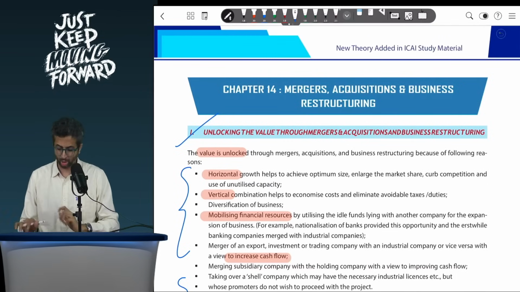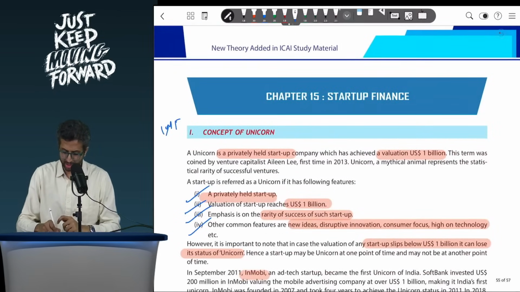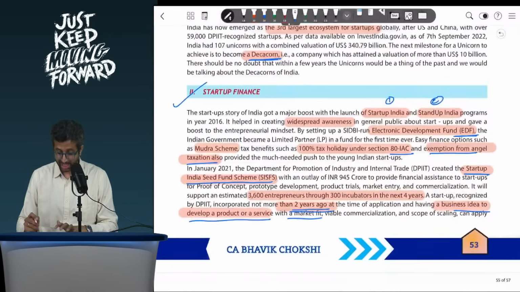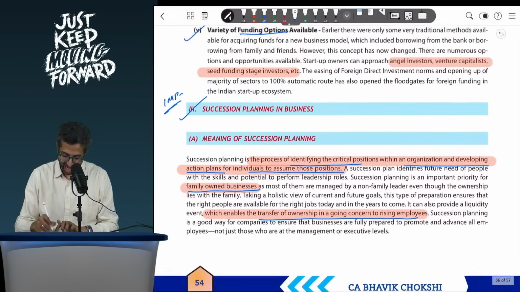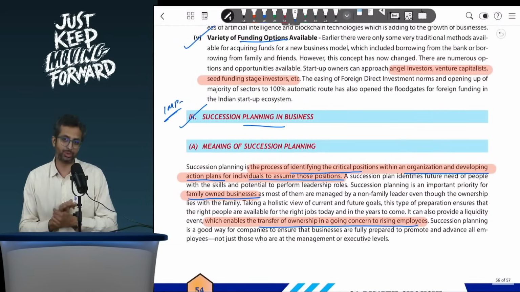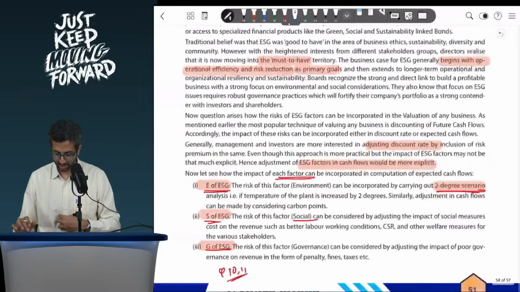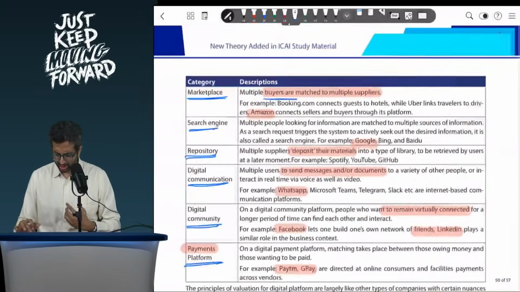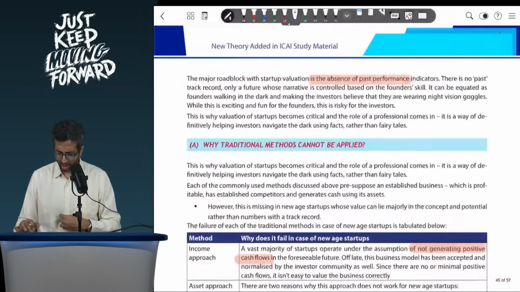I would not really put a lot of importance behind this, though unicorn is something which I would put a lot of importance on, and even pray that you build up a unicorn. And succession planning is also something which is important. Okay, so then you go to another important area.